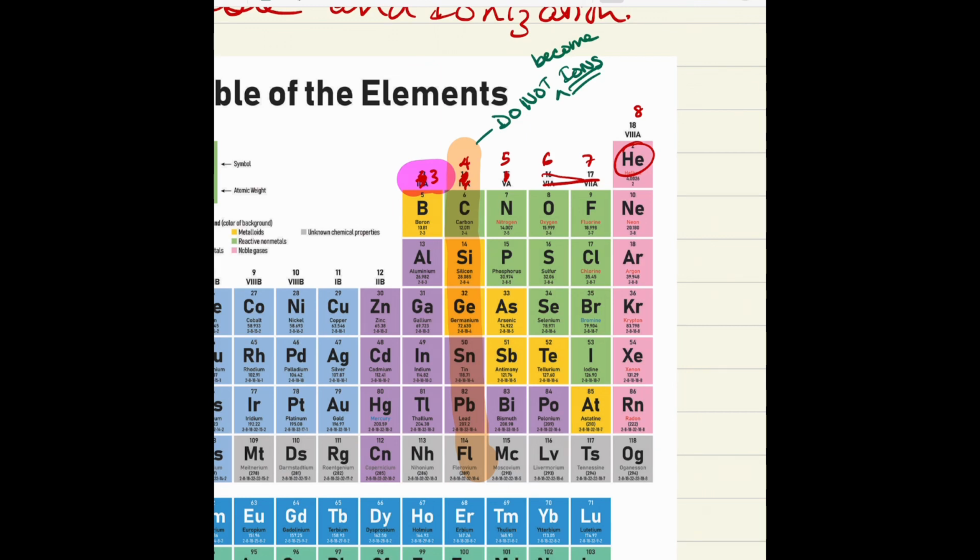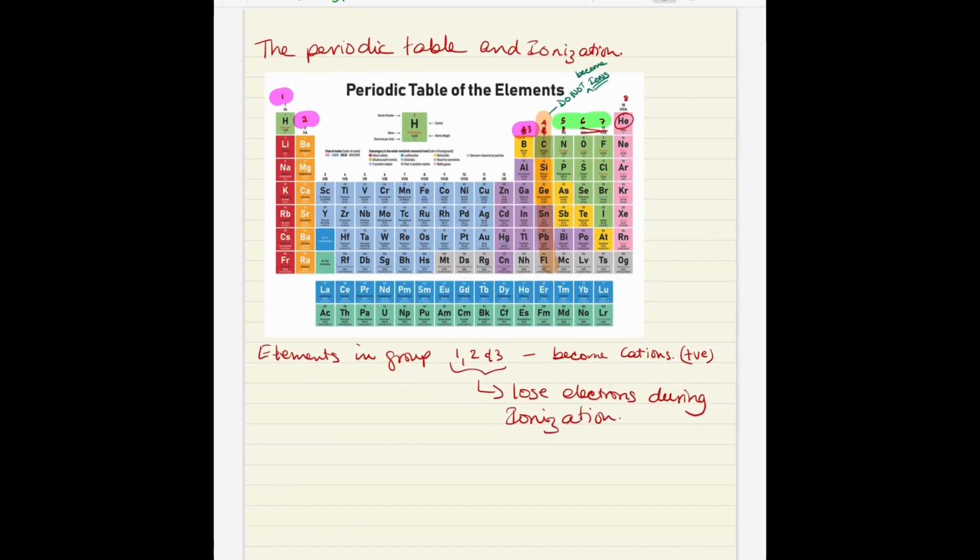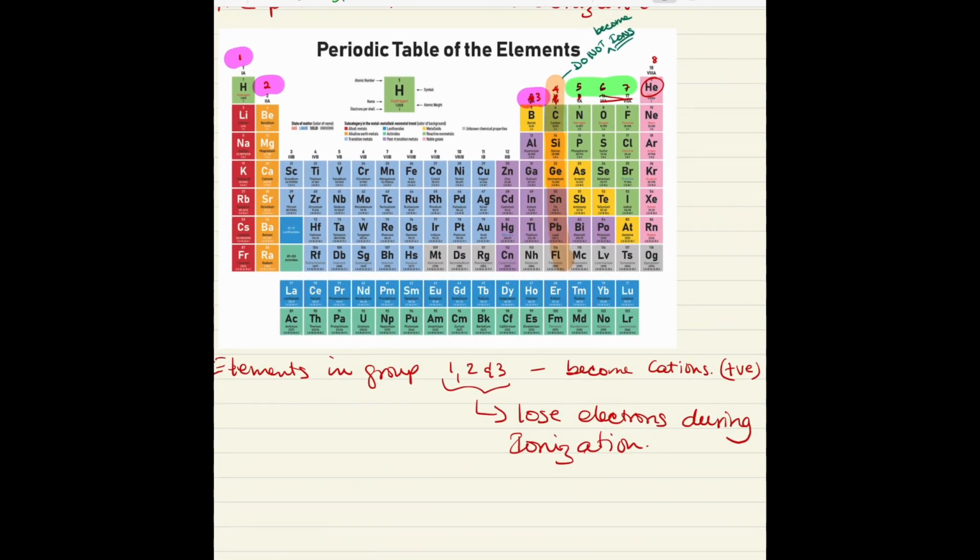All right? Now, the elements in these three groups here, groups 5, 6, and 7, if you remember correctly, they have more than 4 electrons, but less than 8 electrons. So these atoms or elements will gain electrons during ionization.